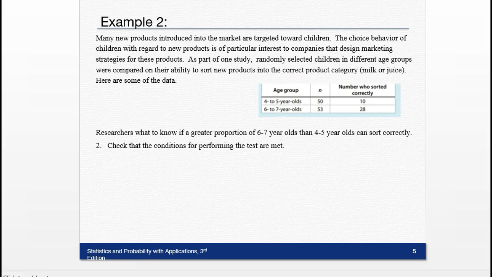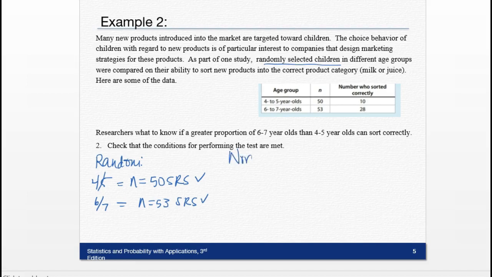All right, so check that the conditions for performing the test are met. All right, still two conditions, random and normal. So when I do random, I just have to make sure that both samples are random, okay? So let's see, the 4 and 5-year-olds, n was equal to 50, and it's a simple random sample, it tells us that. 6 and 7-year-olds, n was 53, and it's a simple random sample also, they told us that.